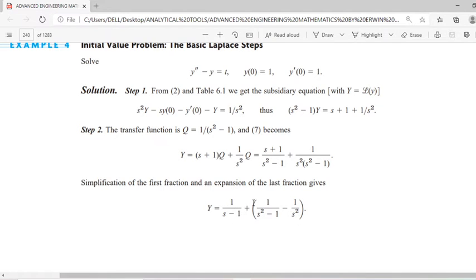And in the second step, you can see that 1 by s square into s square minus 1 can be written like this: s square minus s square minus 1 divided by s square minus 1 into s square. That is nothing but 1 by s square minus 1 minus 1 by s square. So that can be modified like this. That is a trivial mathematical technique, that's all.